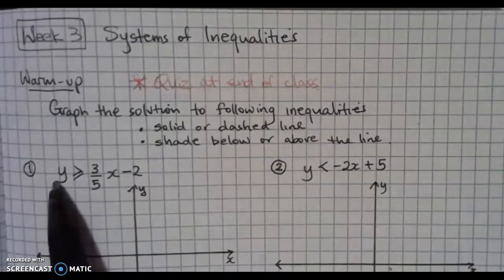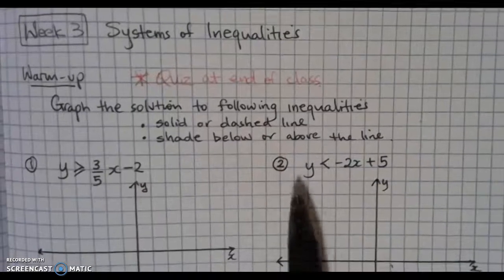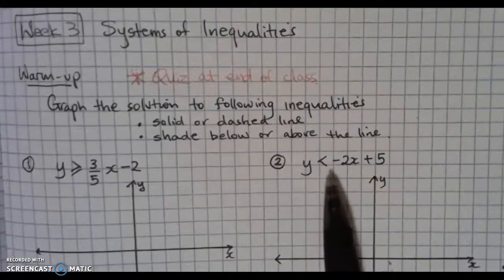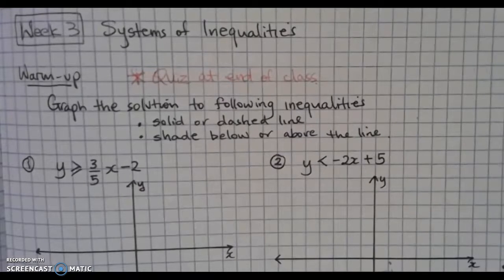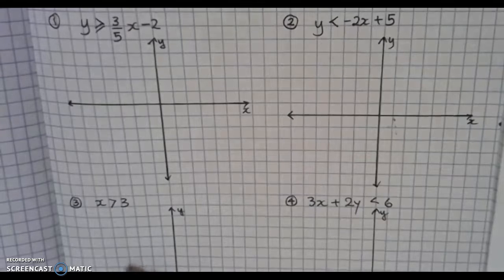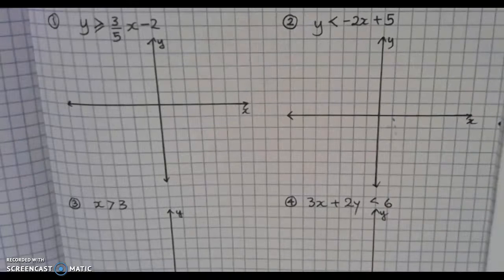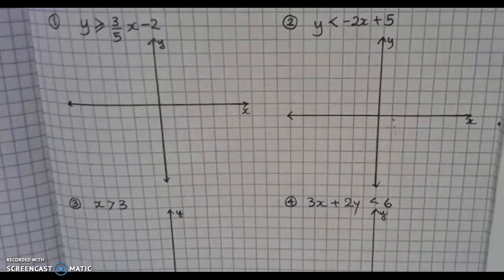The first problem is y is greater than or equal to 3 over 5x minus 2. Second problem is y is less than negative 2x plus 5. And then third problem is x is greater than 3. And fourth problem is 3x plus 2y is less than 6. So please pause the video and do these problems now. And I will start showing you the solution in a minute.